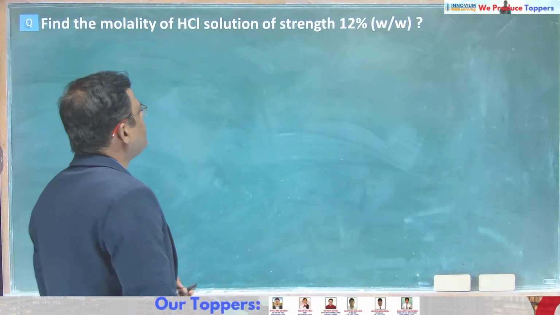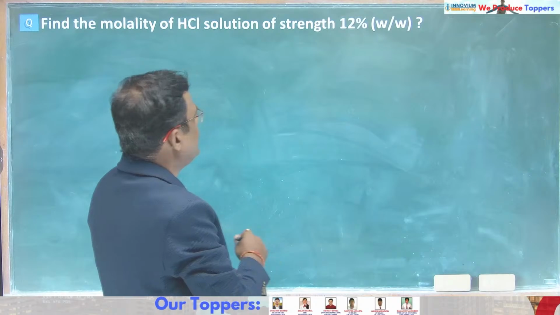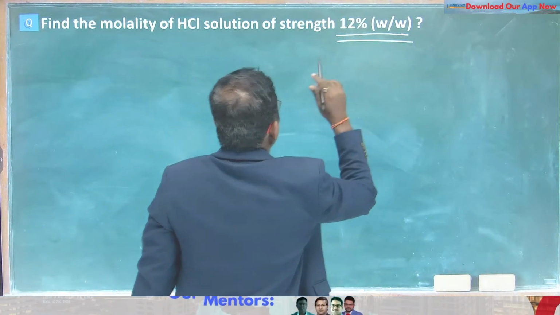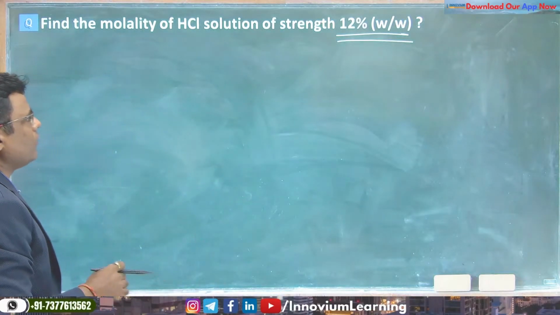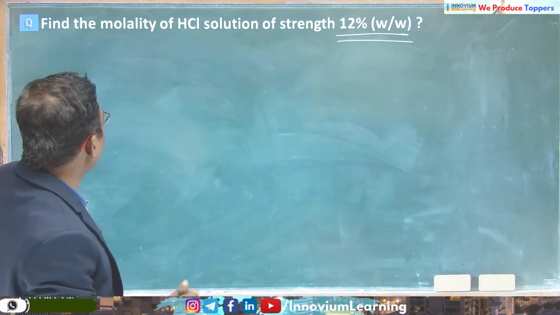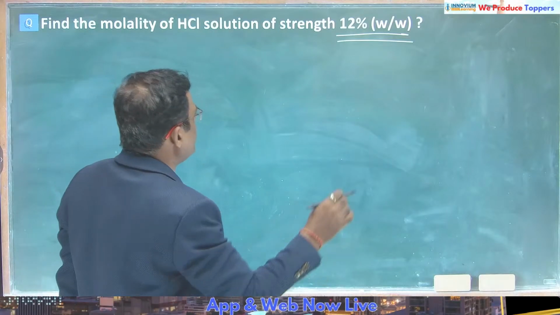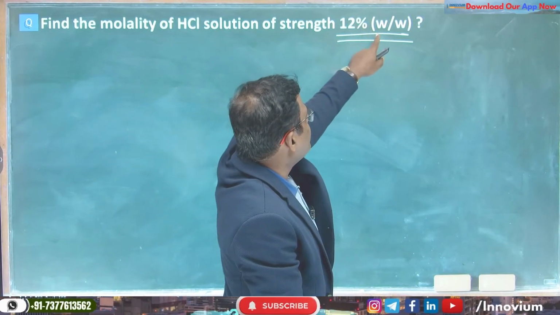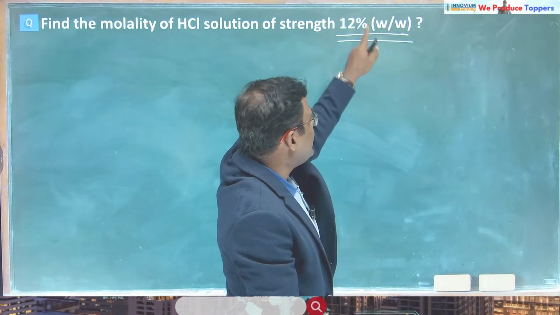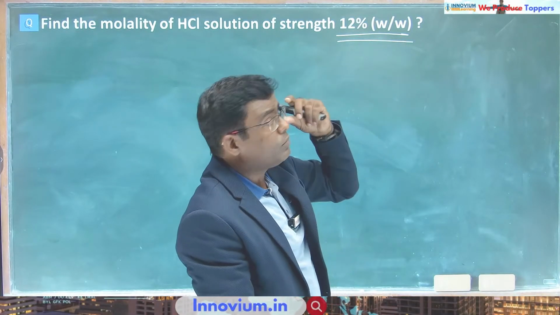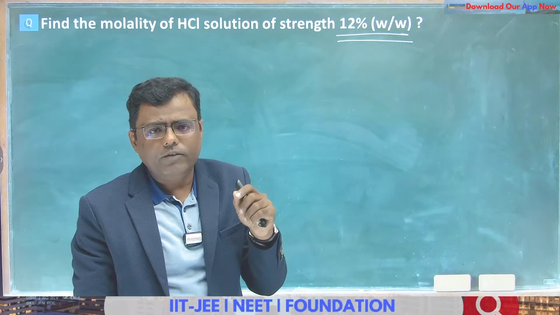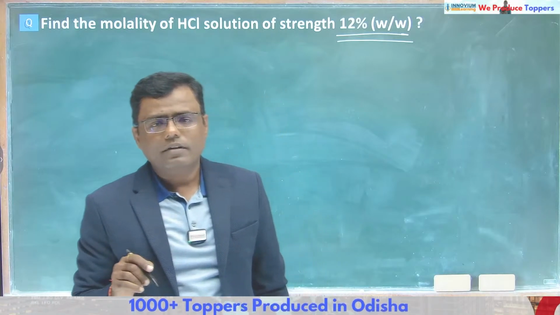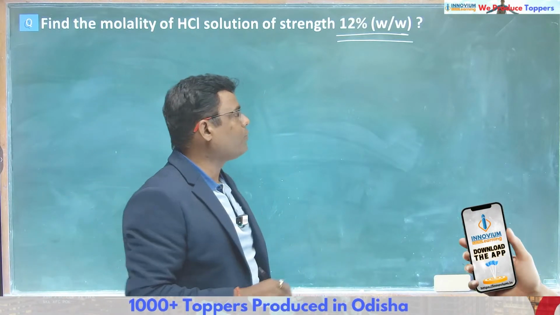Find the molality of HCl solution of strength 12% W by W. Now see, whenever the strength is given in terms of percentage W by W, how can you calculate the molality? Very easy. What does percentage W by W mean? It means 12 gram of solute is present in 100 gram of solution. So whenever the data is given as percentage W by W, it means a certain mass of solute is there in 100 gram of solution, correct?